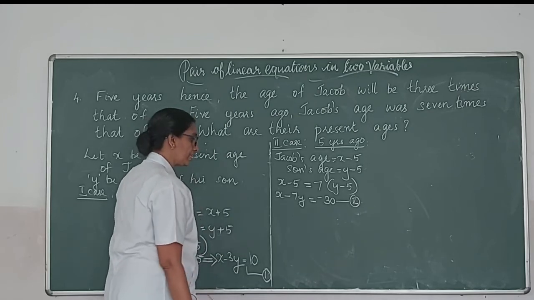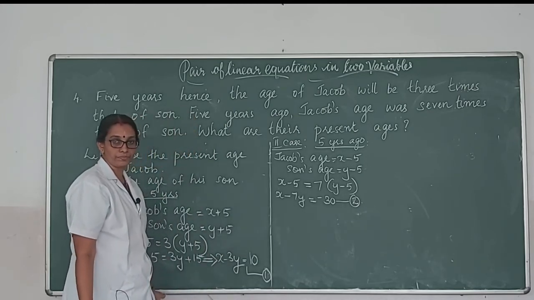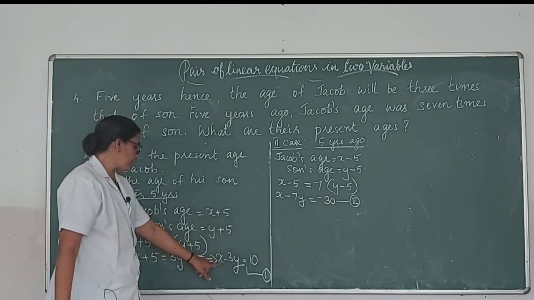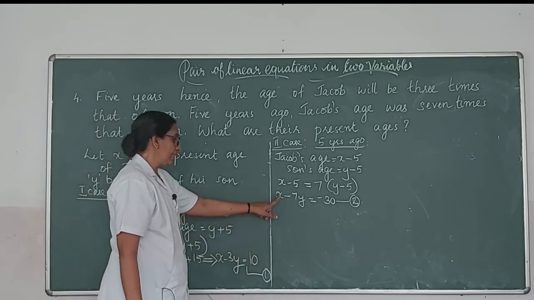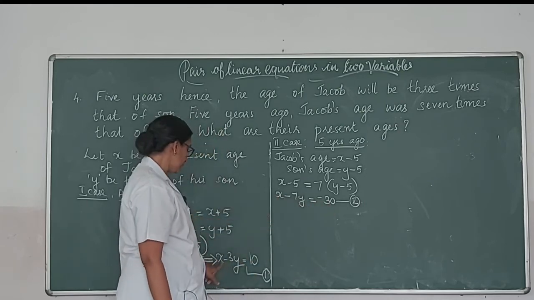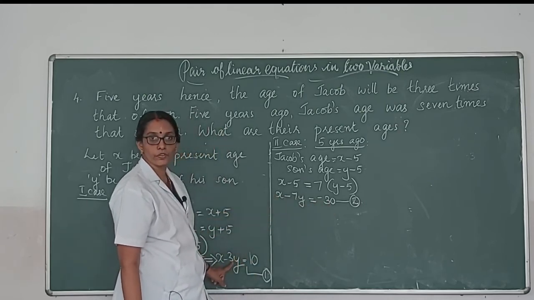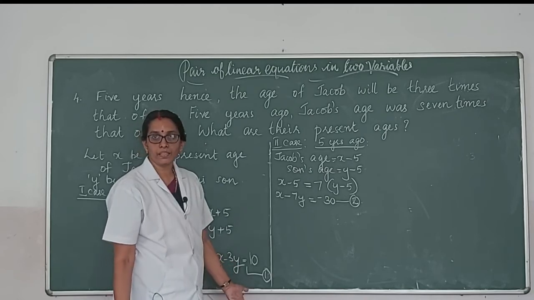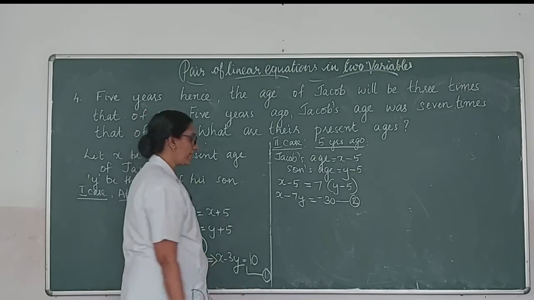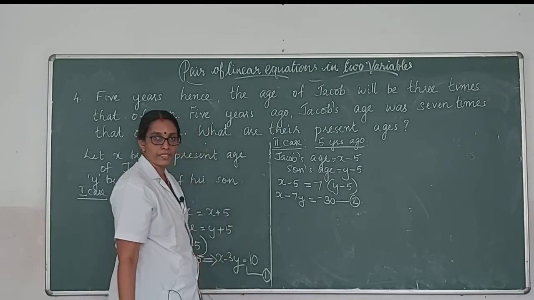Now which method is easy for you to apply? Any method you can choose. Here x minus 3y equal to 10. Here x minus 7y equal to minus 30. We have same coefficient here for x. So you can apply any method, elimination method or substitution method, any method. Here I am using elimination method.